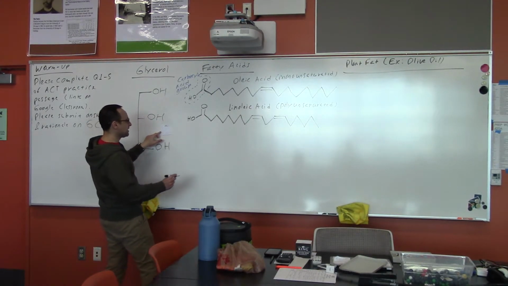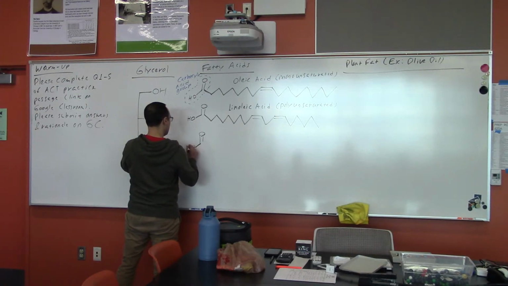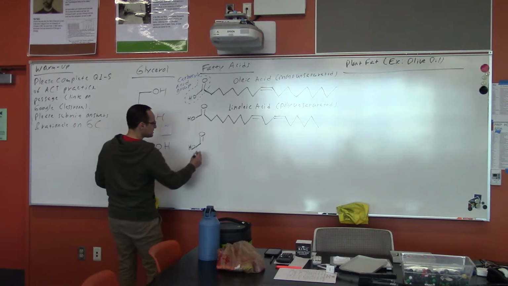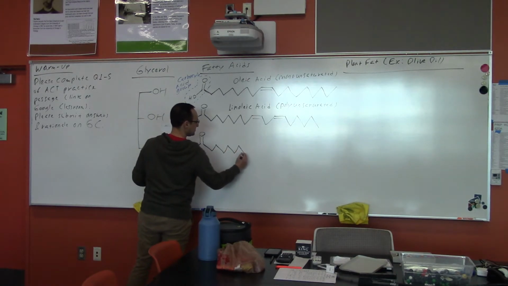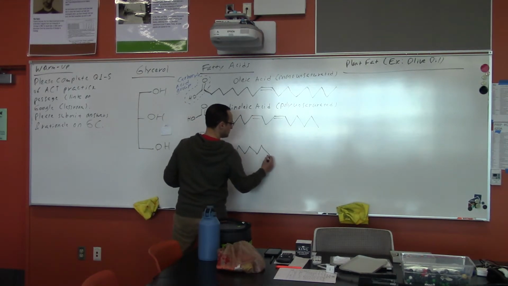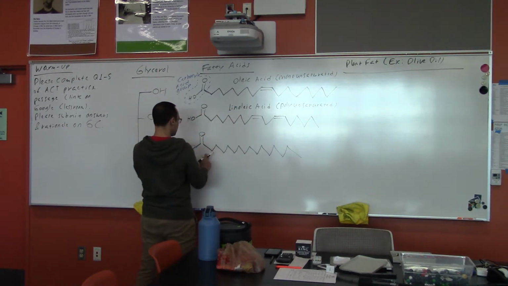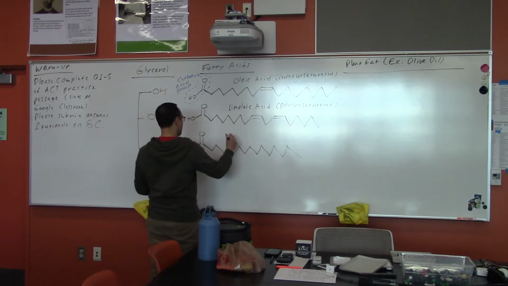The last one is palmitic acid, and you've got 1, 2, and you've got OH, okay? And palmitic acid is C16 with no double bonds. So here's how I'll draw this guy. I'll go 2, 4, 6, 8, 10, 12, 14, 16. I'm done. Palmitic acid. Let's double check. 2, 4, 6, 8, 10, 12, 14, 16. Yep. Palmitic acid.